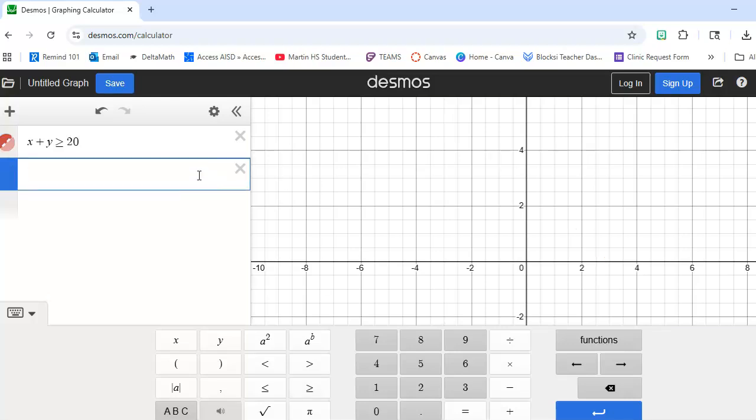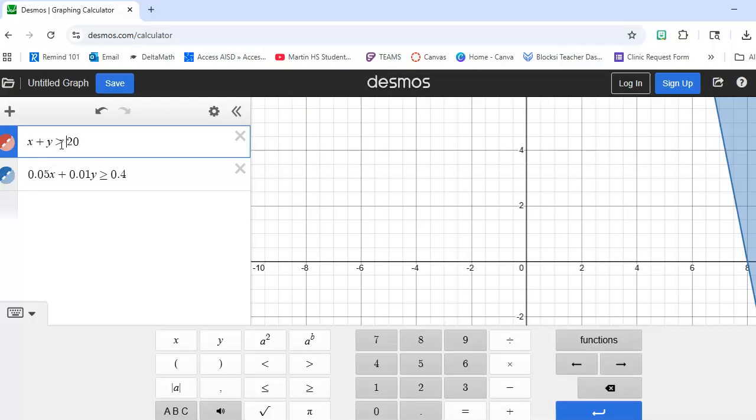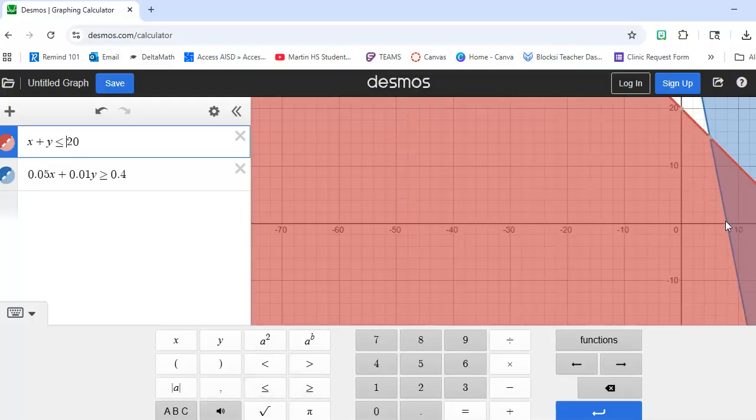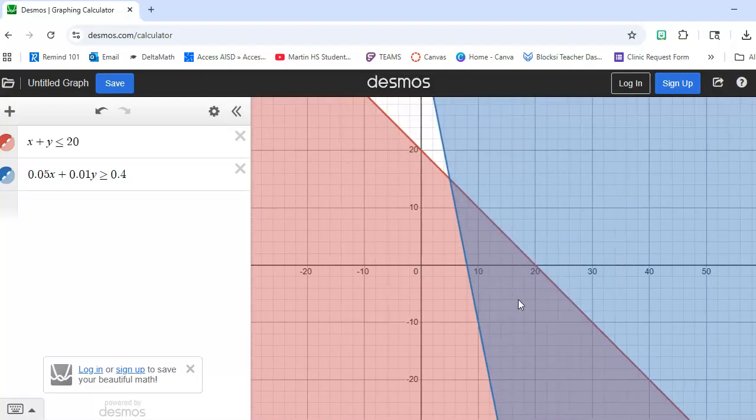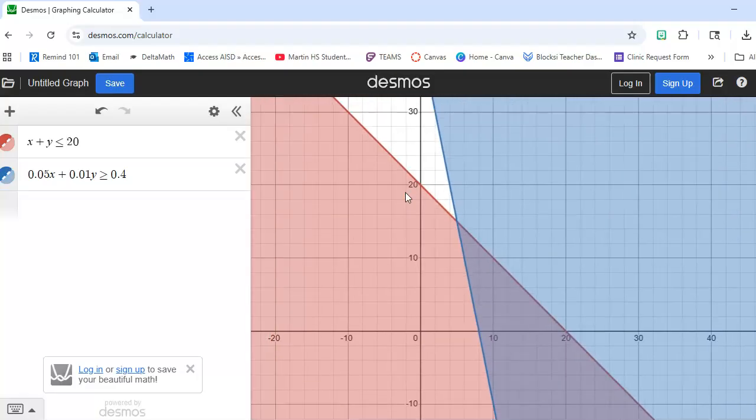And my other one was that 0.05x plus 0.01y needed to be greater than or equal to 0.4, and I apologize, I have this inequality backwards on the first one. Should be less than or equal to. I can see here it graphed it for me. I didn't have to bother with rearranging the equation, and we have that overlapping region in the same place that we got it on our graph.